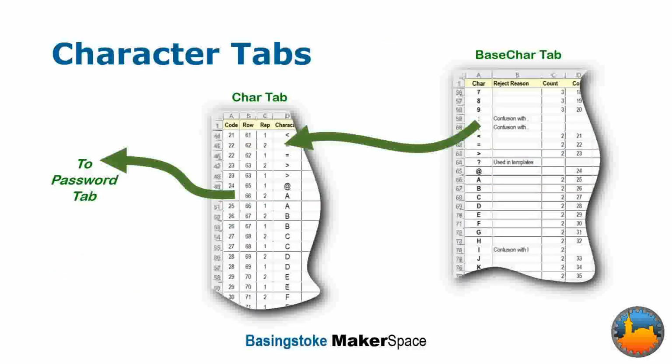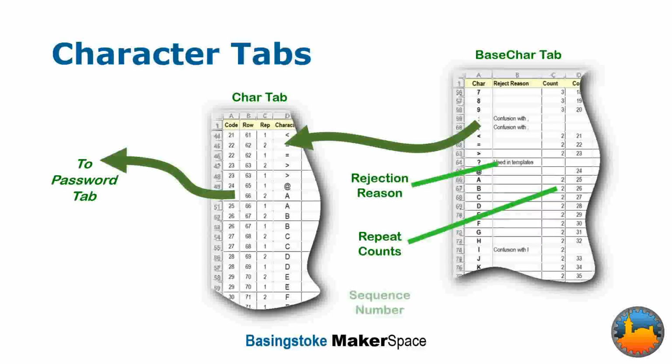The 2 character tabs are also fairly simple. The base char tab on the right lists all the characters with codes from 0 to 127, that is, the ASCII characters. Each character can have a reason to not use it and a count of the frequency that character has to appear in the passwords. The char tab then constructs a list of the pickable characters for us to select from. There's a little bit of calculation here, but nothing we have not already seen in previous videos.